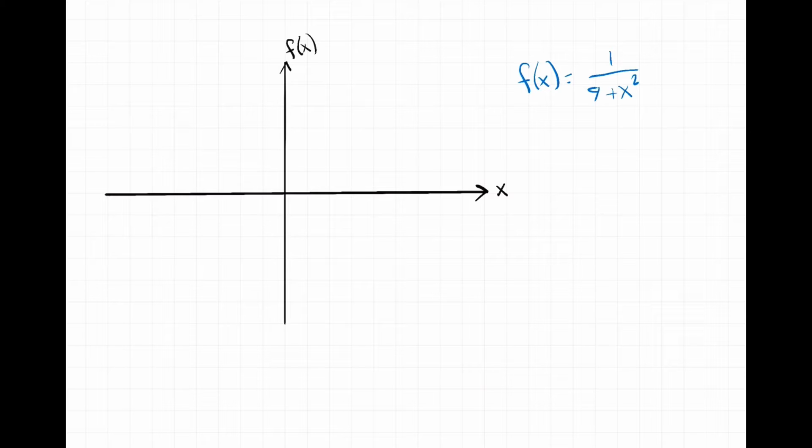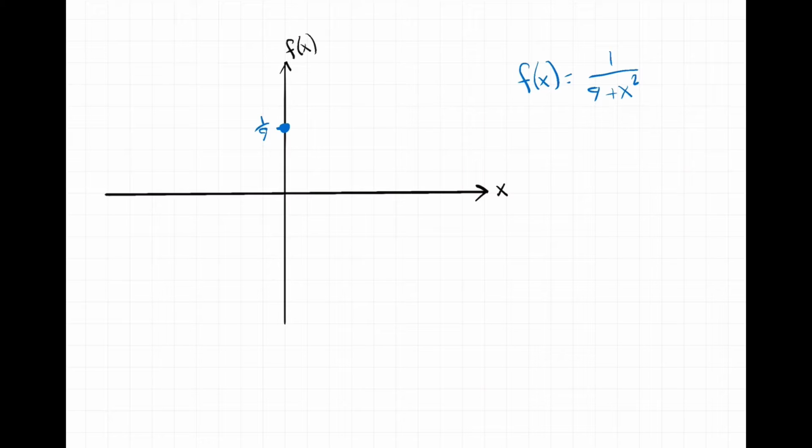First of all, this function is symmetric left to right. This function is symmetric across the y-axis because it's an even function. If I plug a negative number into this function, I will get exactly the same result as if I plug a positive number in, because the x is being squared here. So however this function looks on the left is how it looks on the right, in the mirror image. And furthermore, I can plug in 0 into this function, and I'll get 1/9. So let's mark 1/9, right about here.